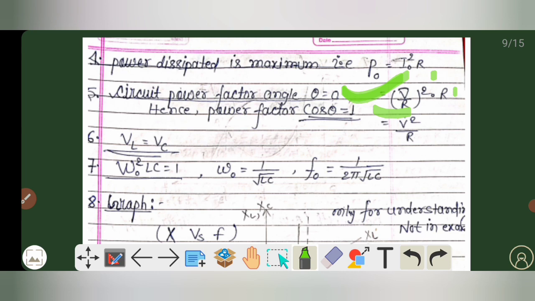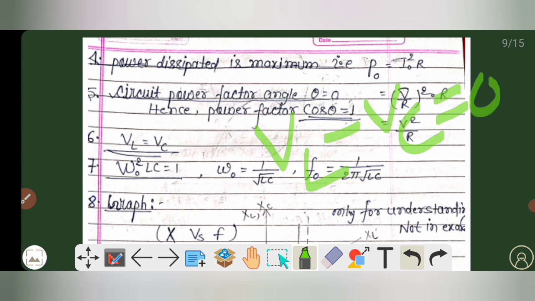Now my dear friends, in case of series resonance, VL minus VC is also equal to 0, because as we know, XL minus XC is equal to 0. So if we take I common, then VL minus VC will be equal to 0. So we can say that the voltage across the inductor and the voltage across the capacitor will both be equal.